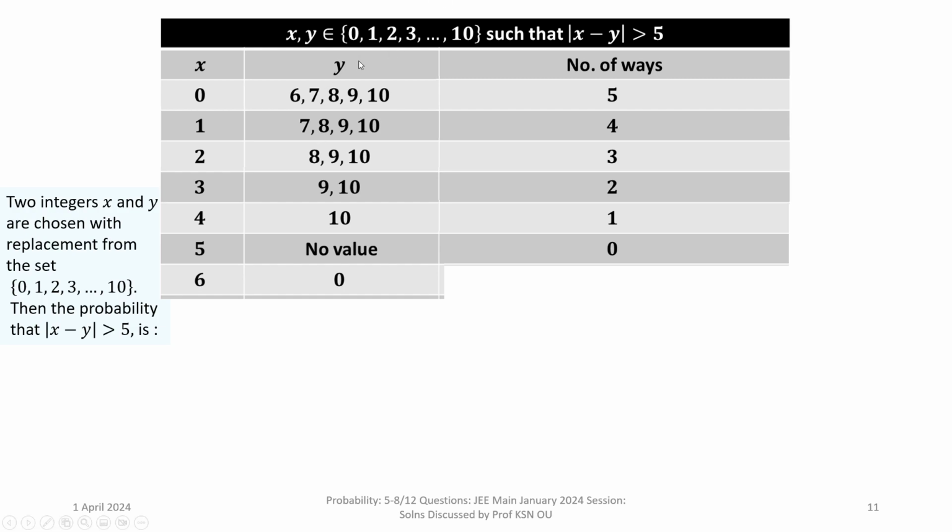6 minus 0, that is 6 greater than 5. 6 minus 1, 5. 5 greater than 5 doesn't work. Therefore, 1, 2, 3, 10, they don't work. So, 0 only works. Therefore, number of ways is 1.